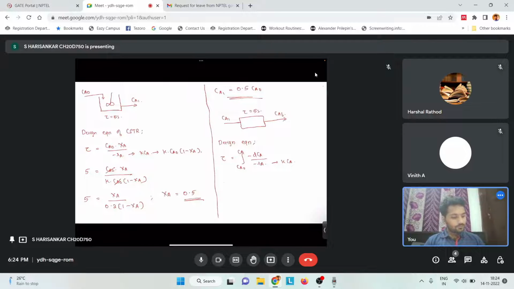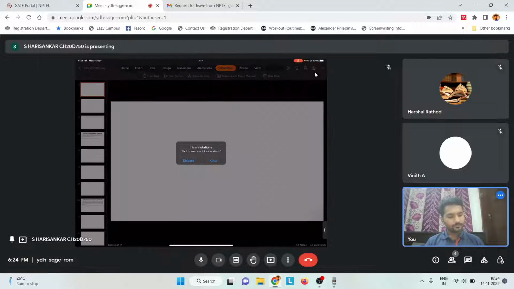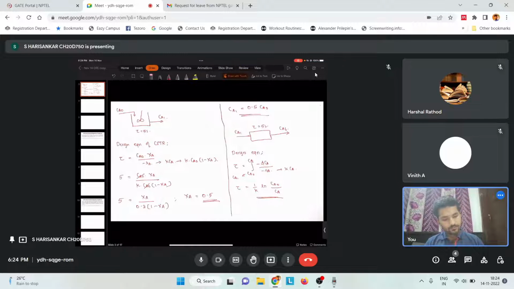So tau will be dCA by minus RA, and if we integrate it, it will be 1 by K ln CA0 by CA. Now here, this CA0 is basically CA1, or like to avoid confusion, so what I'll do, I'll use the proper notations. The notation got changed a bit.